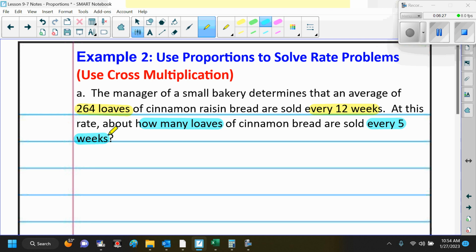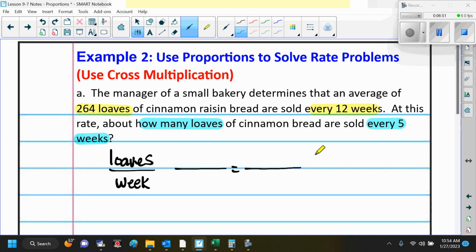Okay, so we're going to write the ratio 264 to 12. So this is 264. And before I write the numbers, we're going to write the labels on the outside: loaves on the outside and weeks at the bottom. Then we're going to set up our proportion. On this side, it has to be the same, loaves to weeks. So my first ratio is 264 loaves to 12 weeks.